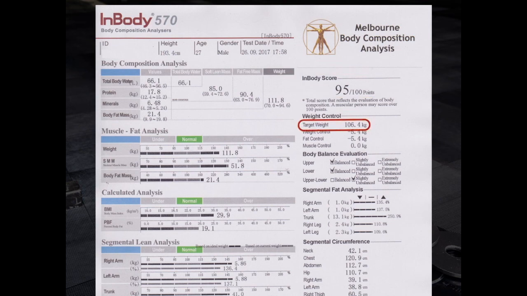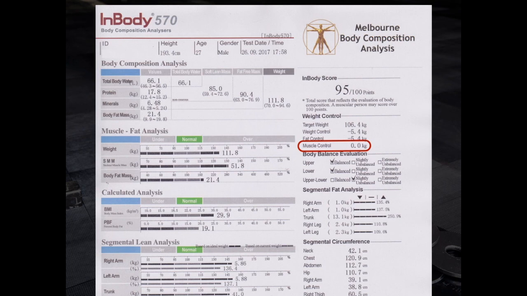The weight control. The first one on there is your target weight, and the target weight gives you a guide to a weight that's suggested to be ideal for you. But please note that it is just a guide, and ranges slightly above or below could still be considered suitable. The weight control will indicate how many kilograms to lose or put on to reach your target weight. The fat control will indicate how many kilograms of body fat to lose or gain, and the muscle control indicates how many kilos of muscle is recommended to increase for a healthier muscle mass.